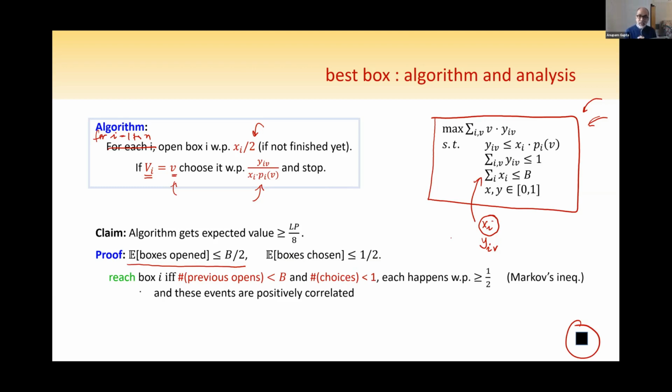I'll reach a box i. Remember, I'm going through boxes 1, 2, 3, ..., n, right? I'll reach a box i if I have opened fewer than b boxes earlier, and if I have made fewer than one choice earlier. Suppose I've not made a choice and I've not opened b boxes yet, then I can open the next box.